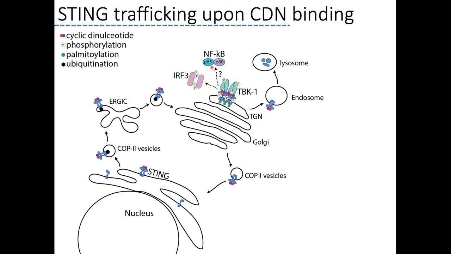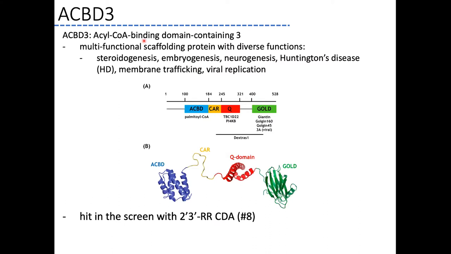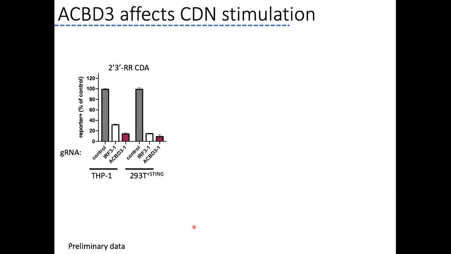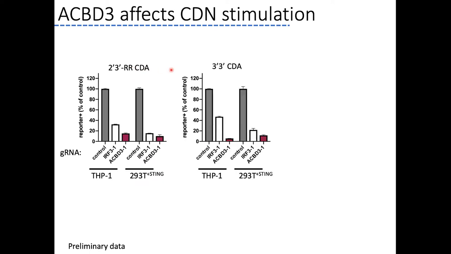So one of the genes that we thought may play a role was ACBD3, which is a protein involved in membrane trafficking, among other functions. And it was a number 8 hit in our screen with the synthetic cyclic dinucleotide. So we depleted ACBD3 in THP1 cells and 293T cells that overexpress STING. And we see a very nice and robust reduction of immune activation by the synthetic cyclic dinucleotide. Also, when we stimulate the cells with the bacterial cyclic dinucleotide, nice reduction in immune activation.